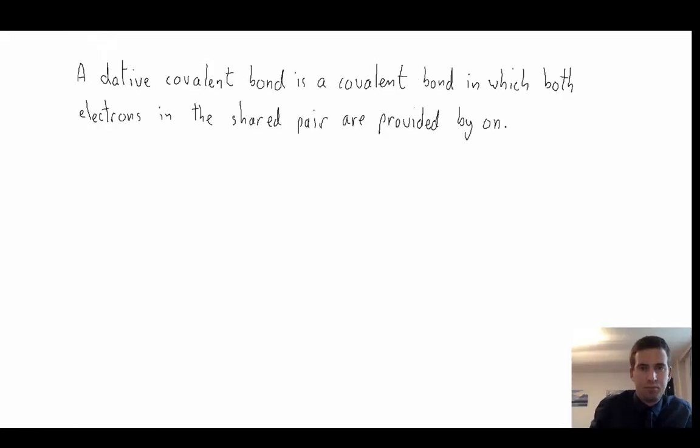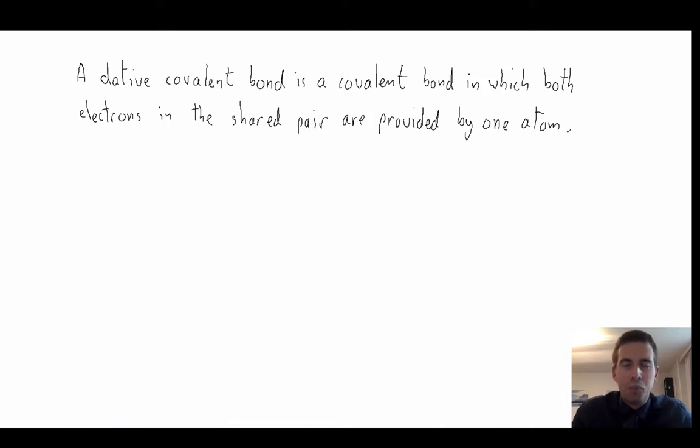Okay, so first of all, the definition. So obviously we know that a covalent bond contains a shared pair of electrons. Now in a normal covalent bond, one electron comes from each of the bonding atoms to form the shared pair. Now in a dative covalent bond, both of the shared electrons have come from the same atom. So one atom provides both electrons, whereas the other bonding atom doesn't provide any for the dative covalent bond. So hopefully this will make more sense once we've gone through an example.